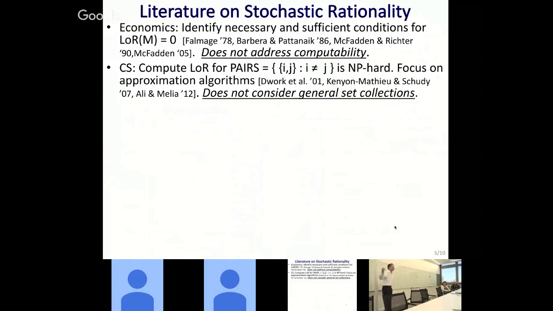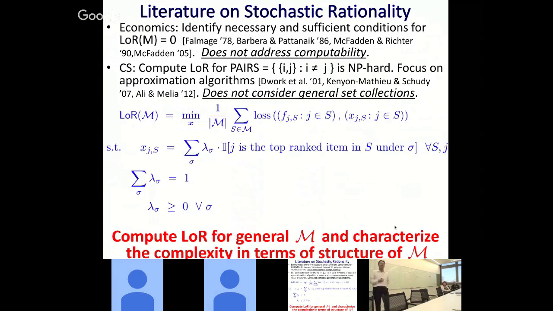But they don't really look at general collections of subsets. So our goal in today's talk is to study this object, the limit of rationality, for an arbitrary collection of subsets M. And what is important to me personally is to really understand what about this collection of subsets M makes computing the limit of rationality hard.